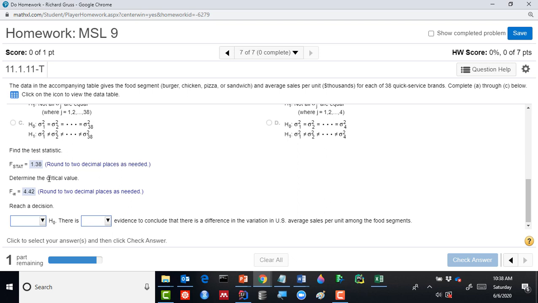Now notice our F statistic is smaller than our critical value, so we fail to reject. There's insufficient evidence to conclude there's a difference in the variation. There are a lot of double negatives to sort out there, but basically our conclusion is that the variances are approximately the same. The variance of burger, chicken, pizza, and sandwich is approximately the same.